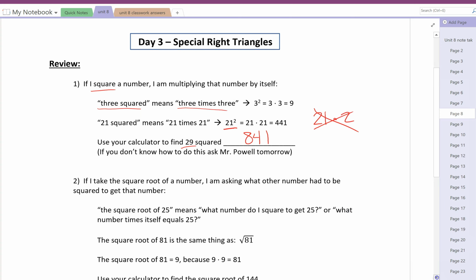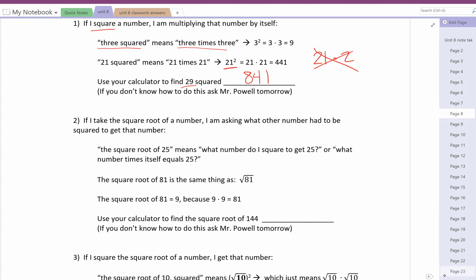If I want to take the square root of something, I'm basically just doing the opposite. So the second thing we've got to review today is taking the square root of a number. Instead of taking a number and multiplying it by itself, when I ask about square roots, what I'm actually saying is, what number do I square to get the number I'm looking at? So if I say what's the square root of 25, what I'm saying is, what number do I have to square to get 25? What number times itself would give me 25?